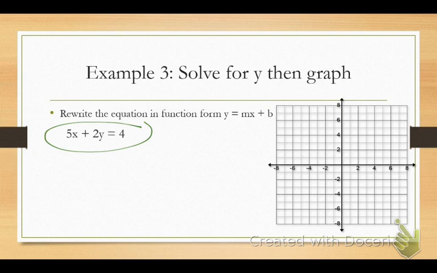Solve for y. All right, so Mason's making a really good connection there. He's saying, you mean solve for y. That's exactly what I mean. And he's making the connection. That means function form.